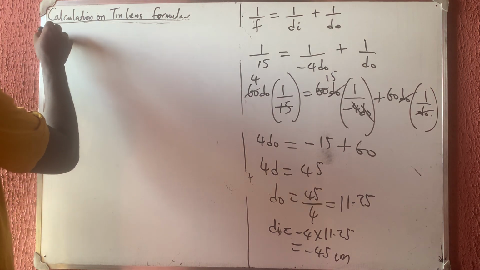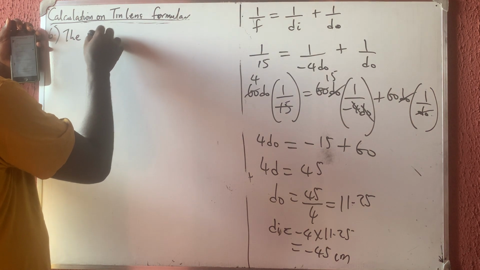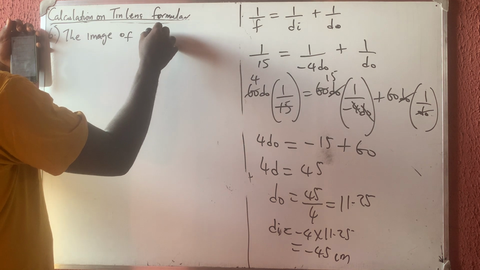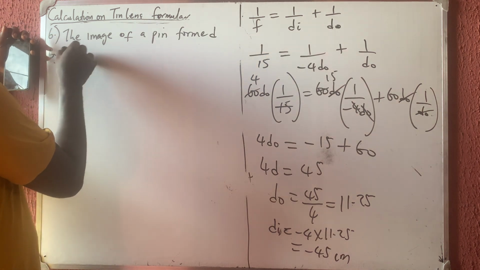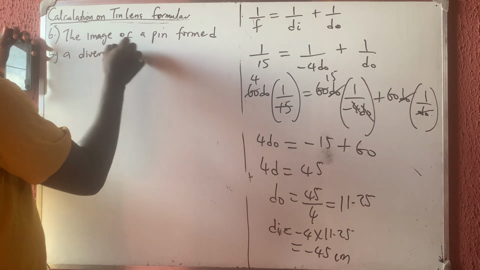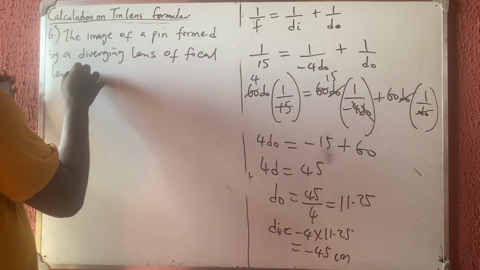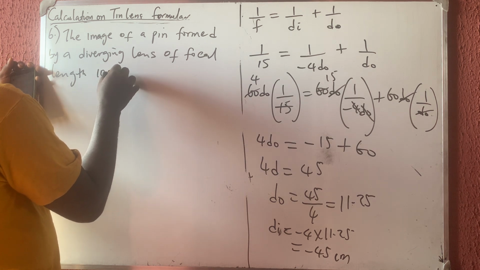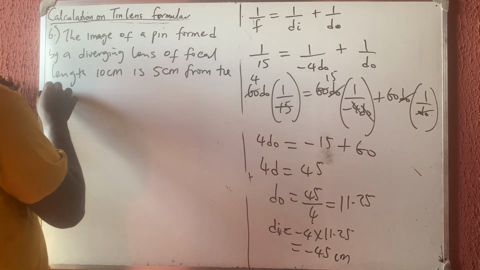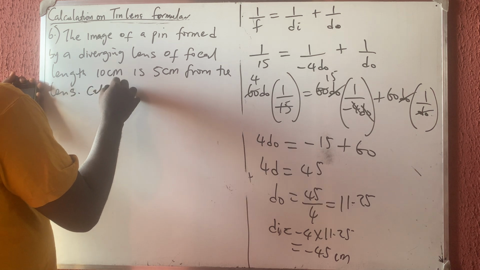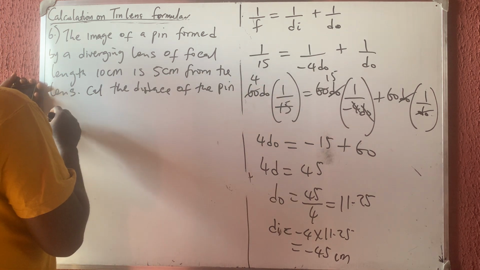So question number six said the image of a pin formed by a diverging lens of focal length 10 cm is 5 cm from the lens. You now say calculate the distance of the pin from the lens.